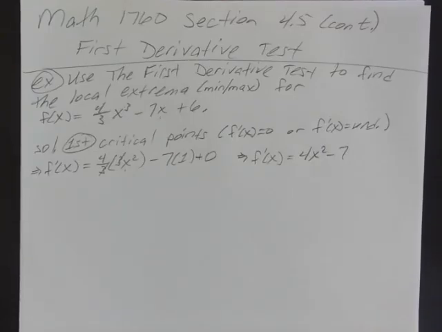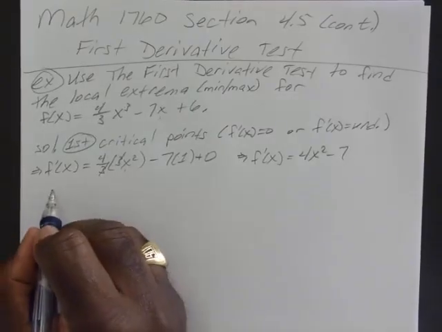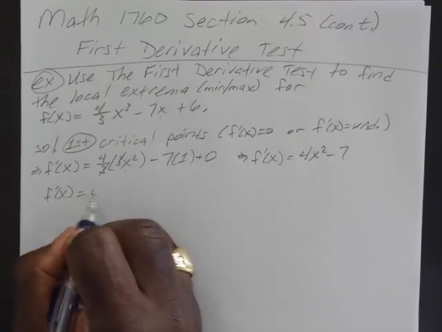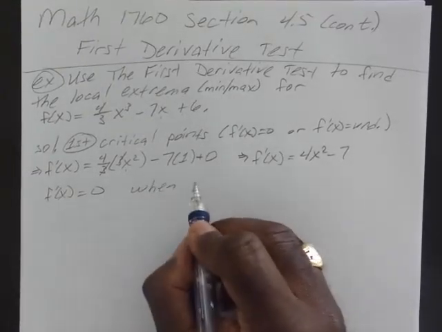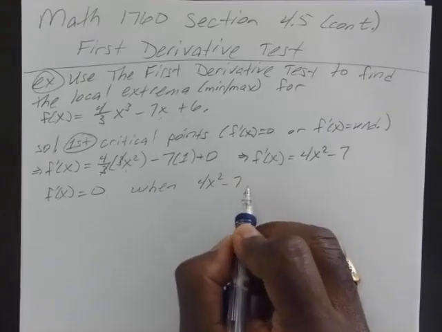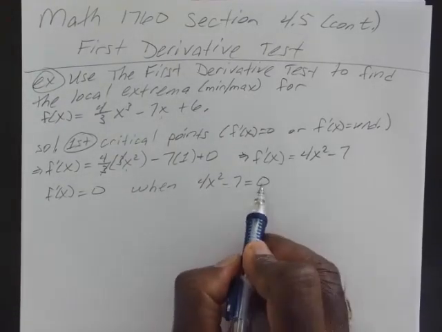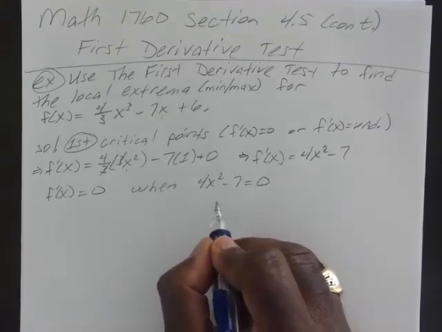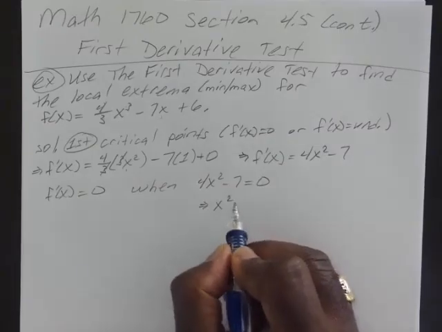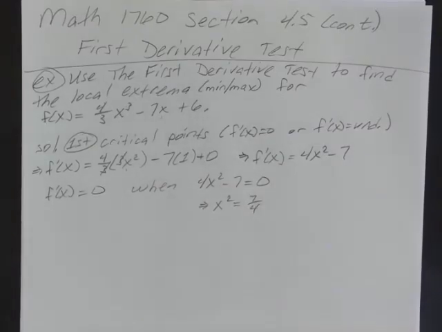So we can see there are no values of x that would make that undefined. So we can only look for values that would make that derivative 0. So f prime of x equals 0 when 4x squared minus 7 is equal to 0. Okay, so if we add 7 to both sides, divide both sides by 4, we end up with x squared is equal to 7 over 4.